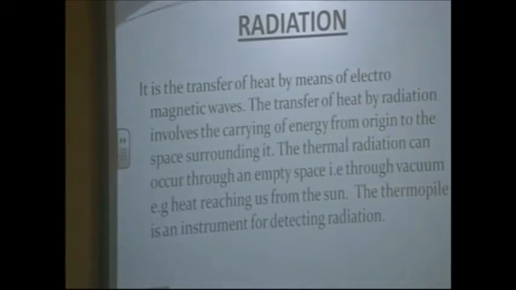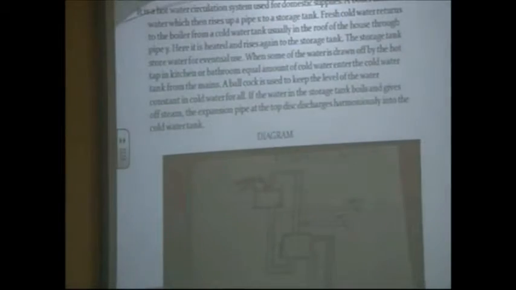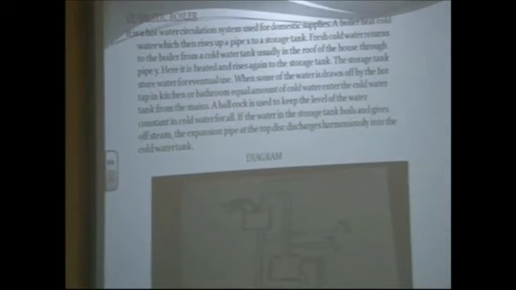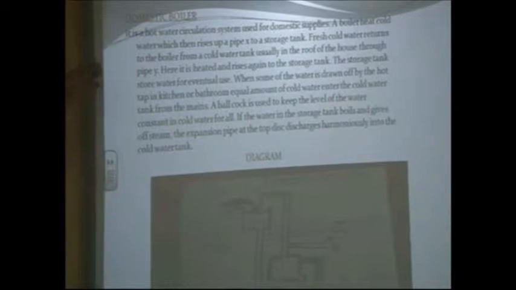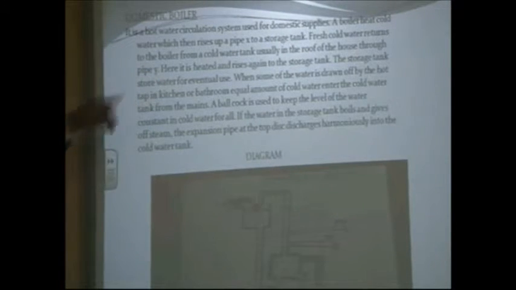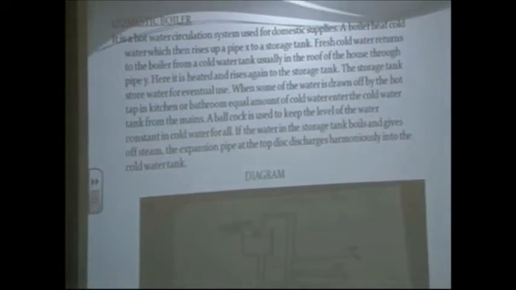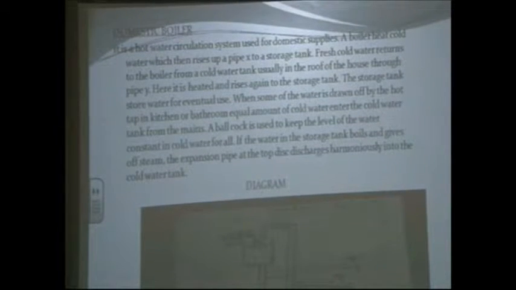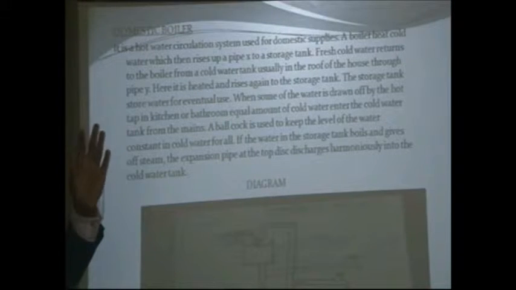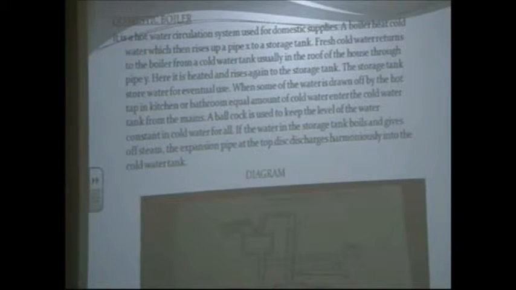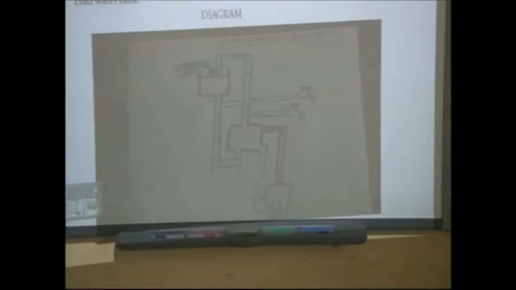The uses of this convectional current can be useful in some areas. For instance, the domestic boiler. The domestic boiler is a hot water circulation system used in domestic supplies. Many of you have that big bath in your bedroom where you have cold water and hot water. This is a good example of a domestic boiler.